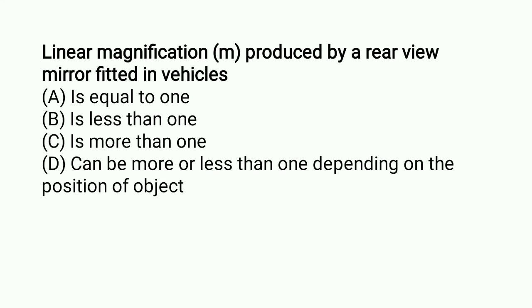Next question. Linear magnification produced by a rear view mirror fitted in vehicles. So is the magnification of a rear view mirror equal to 1? No, because equal to 1 means same size as the object. Less than 1? Yes. So the magnification of the image produced by the rear view mirror is less than 1.